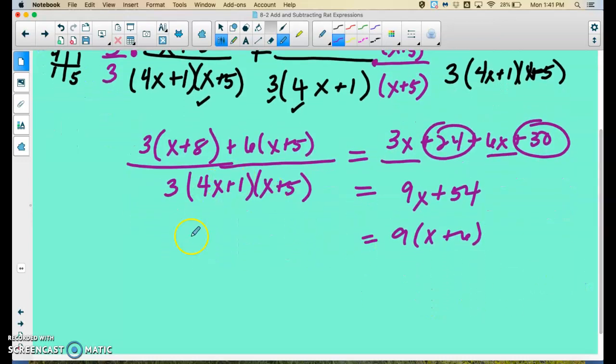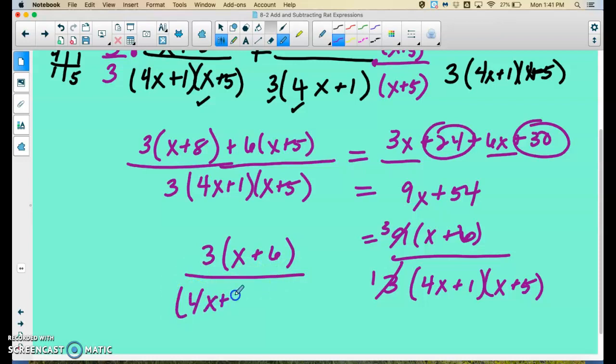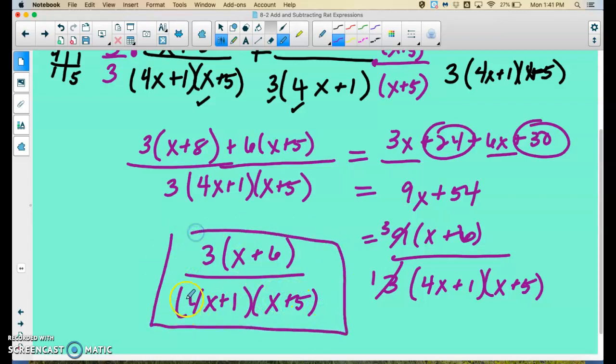Now let's go ahead and put it over our denominator, now that we've simplified it all the way. And then we get 4x plus 1, and then x plus 5. So is this going to be our final answer, or do you see anything that we could simplify here? Right, the 9 and the 3 can be simplified to a 3 over 1. So our final answer is going to be 3 times x plus 6 over 4x plus 1 and x plus 5. And that will be our final answer, because we can't simplify any farther. There's no other common factors that we can cancel out top to bottom.